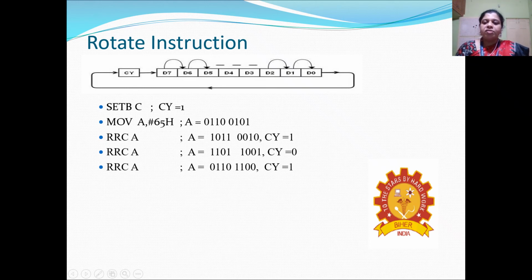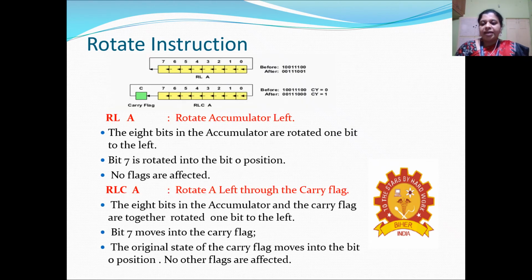Again, if we do this rotate right operation, in this case, first just carry will be moved to the MSB. So MSB will take 1. Then the positions will be 101, then 1001. So now for carry we have to move the LSB value. So here the LSB value is nothing but 0. So carry will have the value as 0. The same thing only is repeated again. So this is the rotate instruction with respect to right.